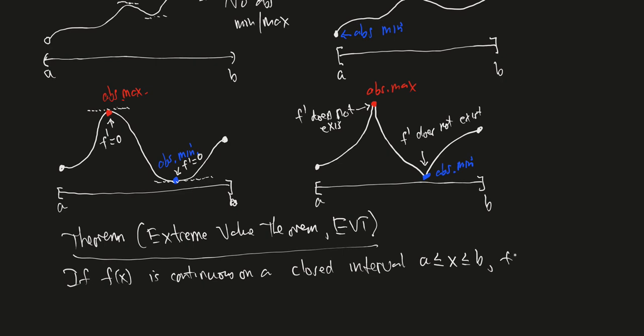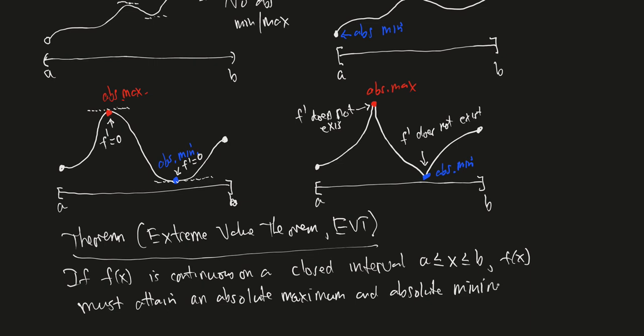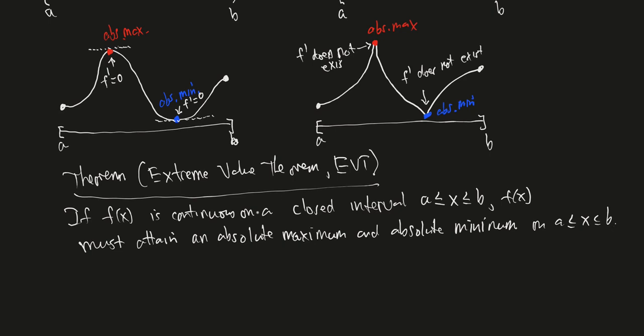Then f of x must attain an absolute maximum and absolute minimum on that interval, right? So on that interval, there has to be a highest of the high and the lowest of the low on that interval. All right, and I'll go ahead and add a little bit more.